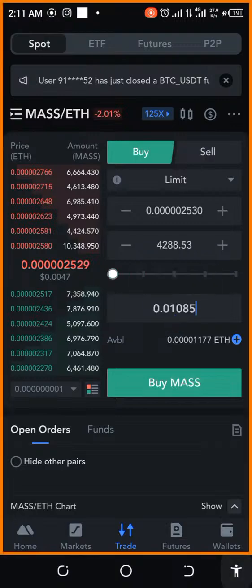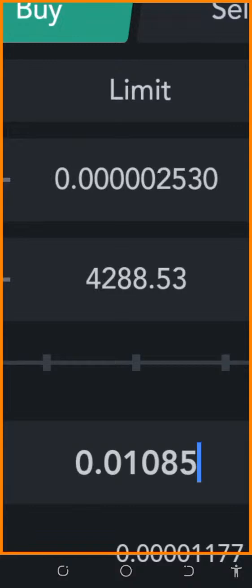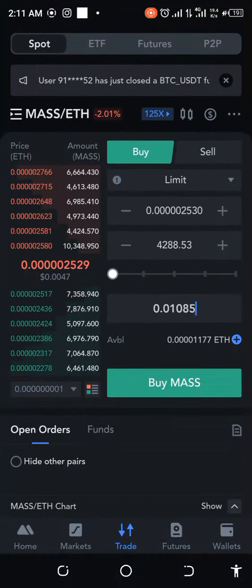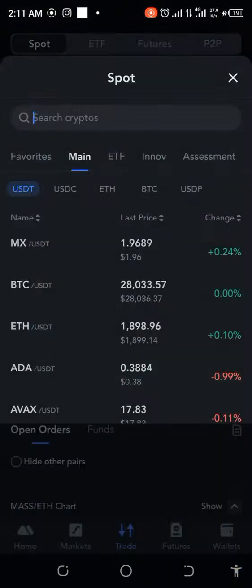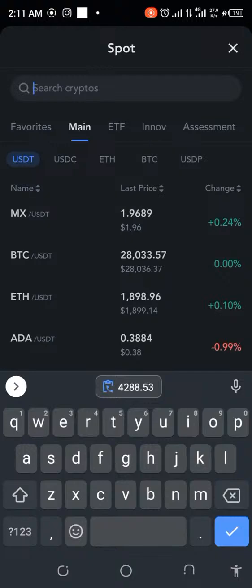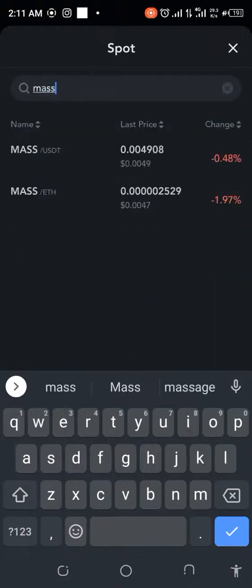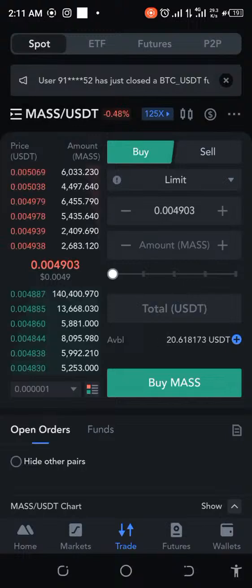Okay, so we're back to 4288. Okay, 4288. So we're going to copy that. And then we're going to go over and try to sell this at MASS. MASS what then? That's MASS USDT. Okay, let's go ahead and see how this will go. Let's click on this and put that there. Oh, 21.02. That's like about 50 cents.